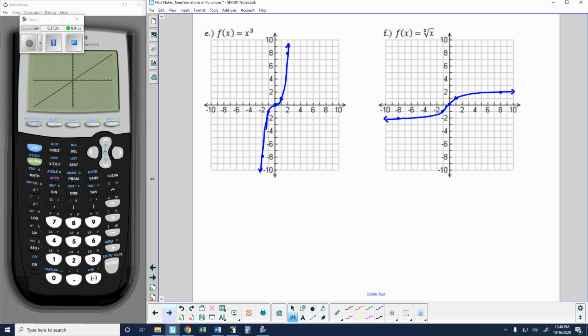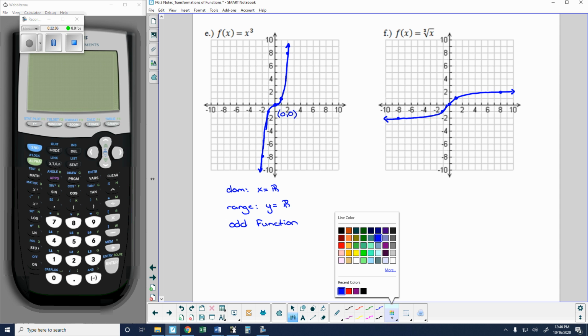The last two, e, is our cubic function. The domain for this function should have been all real numbers. The range for this function should have been all real numbers. This function does have symmetry. This is an odd function, so it does have symmetry about the origin. It does also have an initial point. Like the rest, it's at 0, 0.